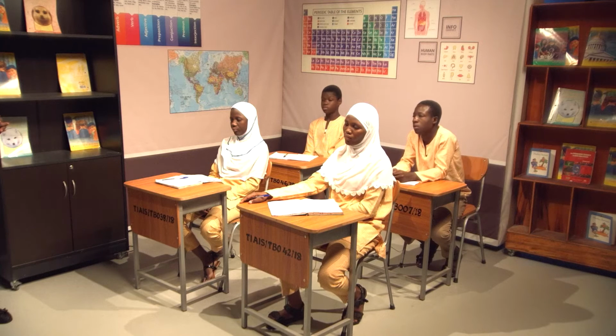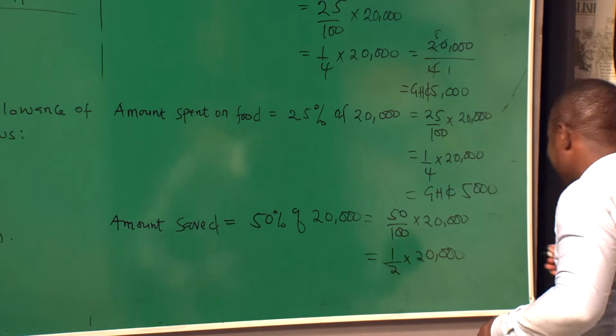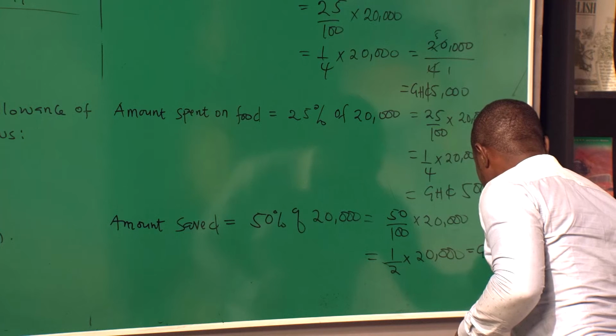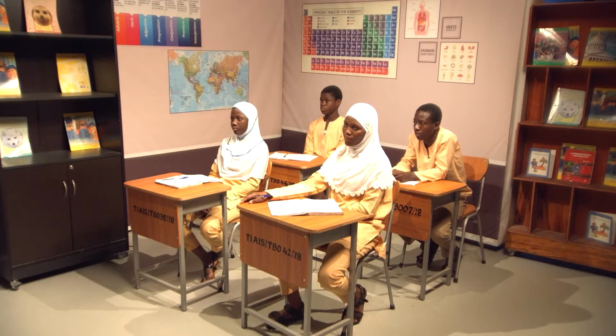How do you 1 over 2 times 20,000, what does it mean? It means half of that. Yes. Or you divide it into 2. So you get what? 10,000. Don't forget to add your Ghana cedis. So, viewers, if you follow the procedure correctly, you will end up getting 10,000 Ghana cedis as the amount he saved.